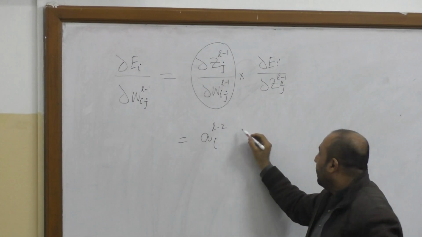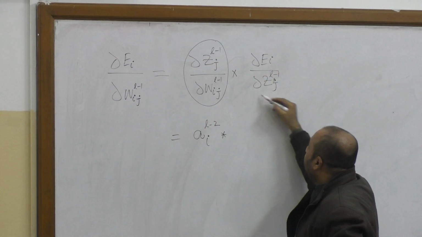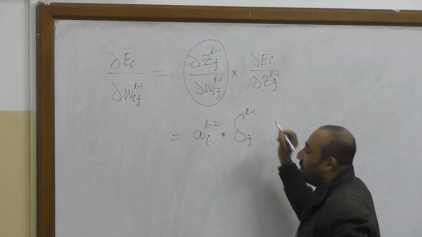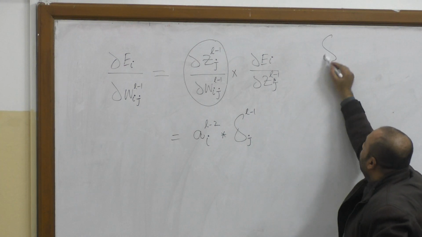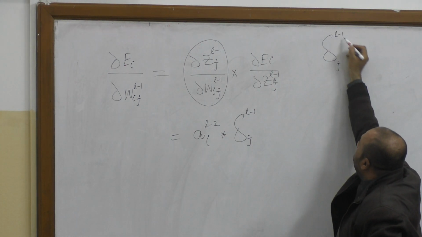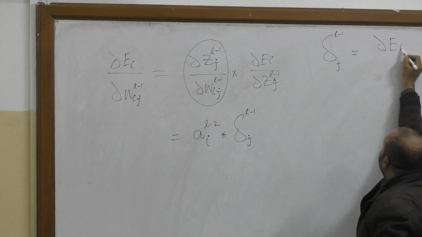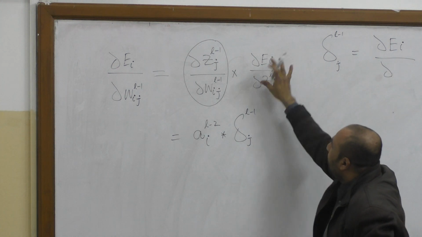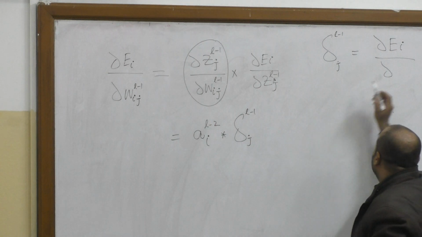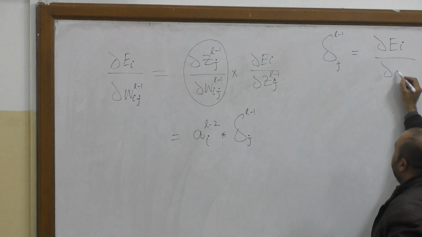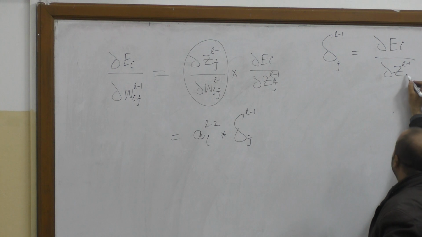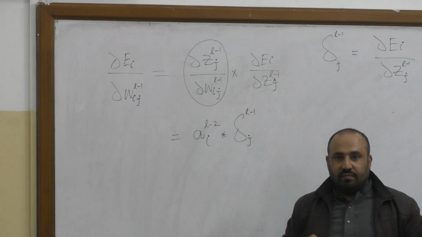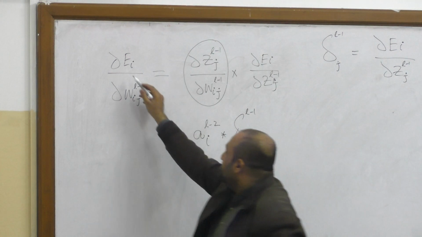And I am just renaming this thing as delta_j of layer L minus 1, where the definition of delta is the following. Delta_j of layer L minus 1 is just defined like this. It is just a redefinition. I'm just taking another notation. Rather than writing it as a fraction, I'm writing this symbol for now. This is partial E by partial z_j of L minus 1. Clear? So far so good?